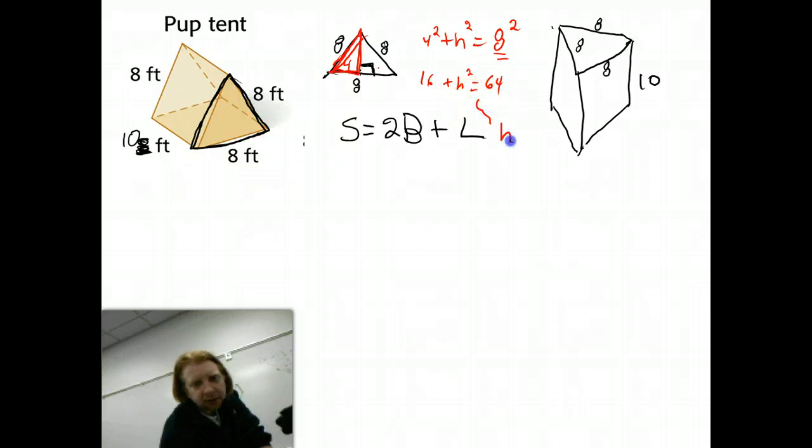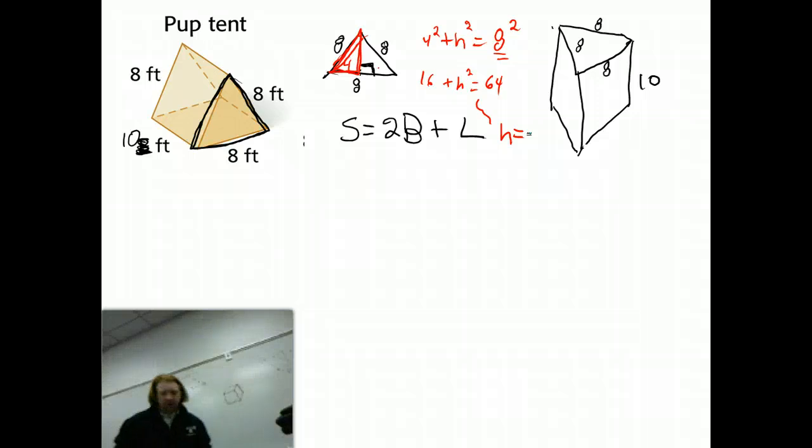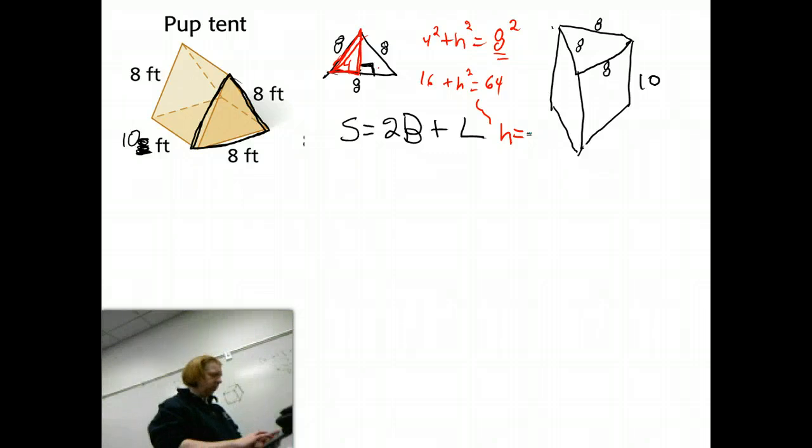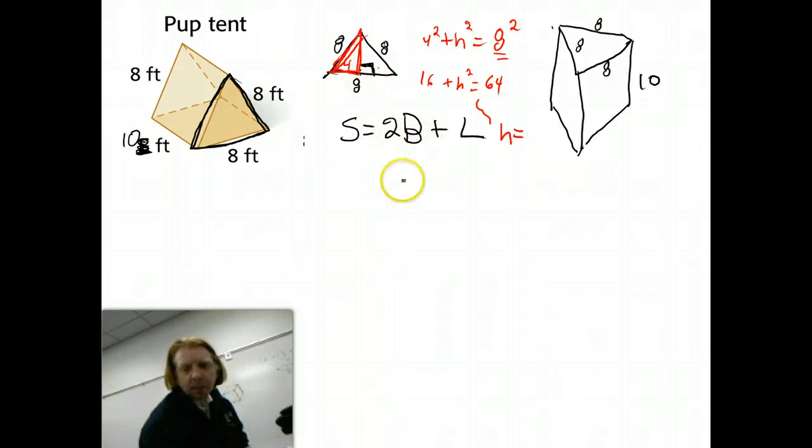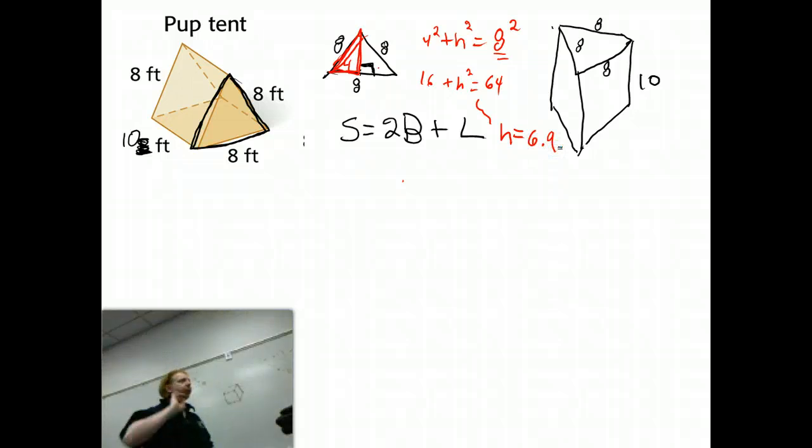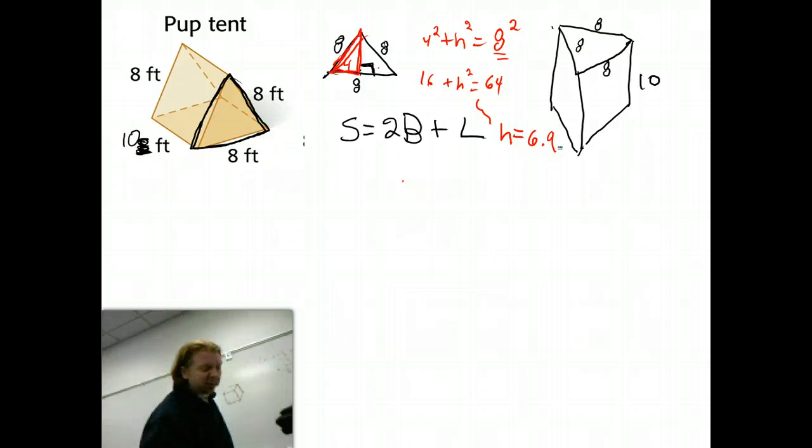I get the height of that triangle to be, I have a calculator around here somewhere. Let's see. 64 minus 16. Take the square root. I get 6.9. How are we doing? Okay, we could do this again. And this is stuff we have actually done before.